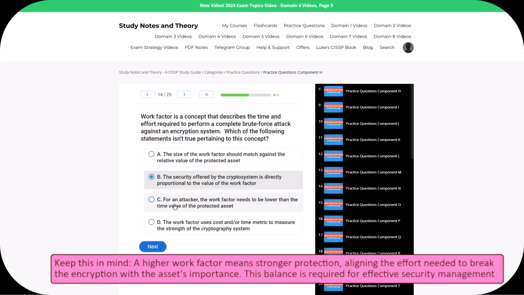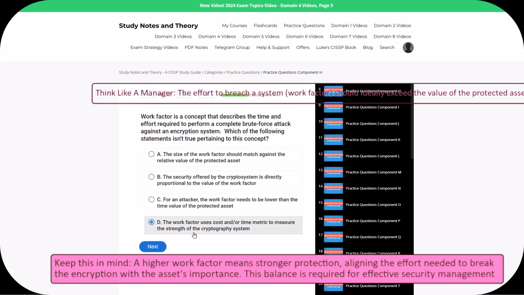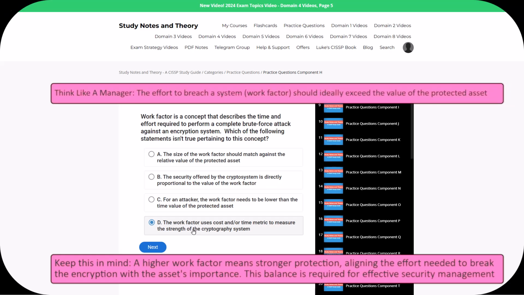For an attacker, the work factor needs to be, let's look at choice C, lower than the time value of the protected asset, meaning the attacker needs to spend less time than the actual value. Yeah. So if it's $1 billion, you don't want to spend all your life doing that because you want to enjoy stealing that $1 billion. Don't work more than what the value is actually worth. This is confusing, but it is an excellent how-to-think-like-a-manager question, especially when it comes to encryption. Choice D is work factor uses cost and or time metric to measure the strength of the cryptography system.